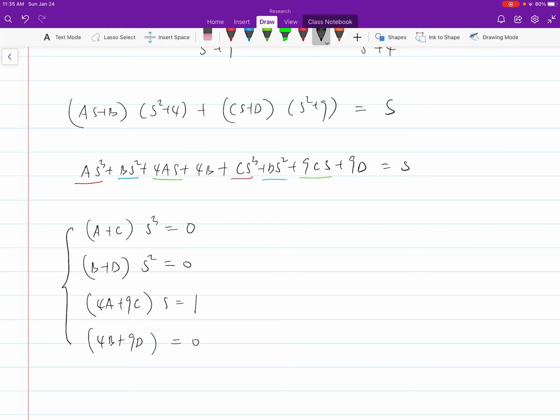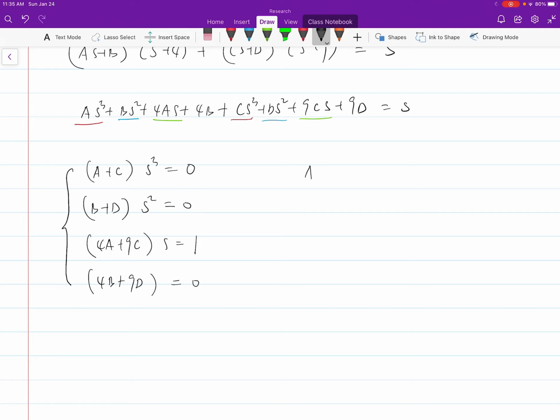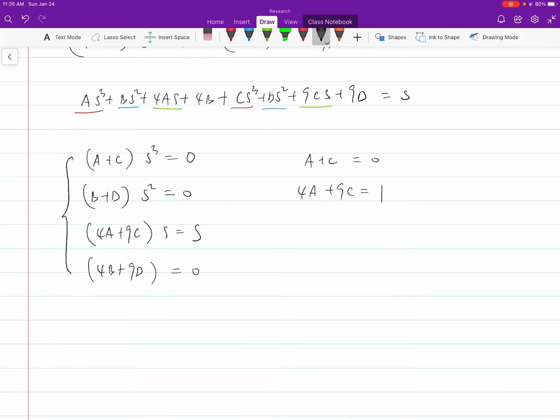Now what do we have? Let's solve it. Let's look at number 1 and number 3. We have A + C equals 0. We have 4A + 9C equals 1. Therefore, A equals 1/4, 1/5.